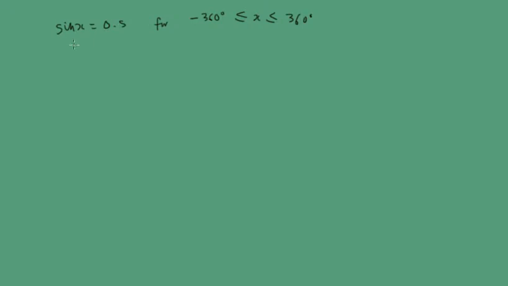Now, if we were to put this into our calculator and do the inverse sine of 0.5, we'd find x would be pi over 6, or 30 degrees. But we know, because of the shape of the sine graph, the sine function, there are more values of x within this range. So let's sketch the sine function.